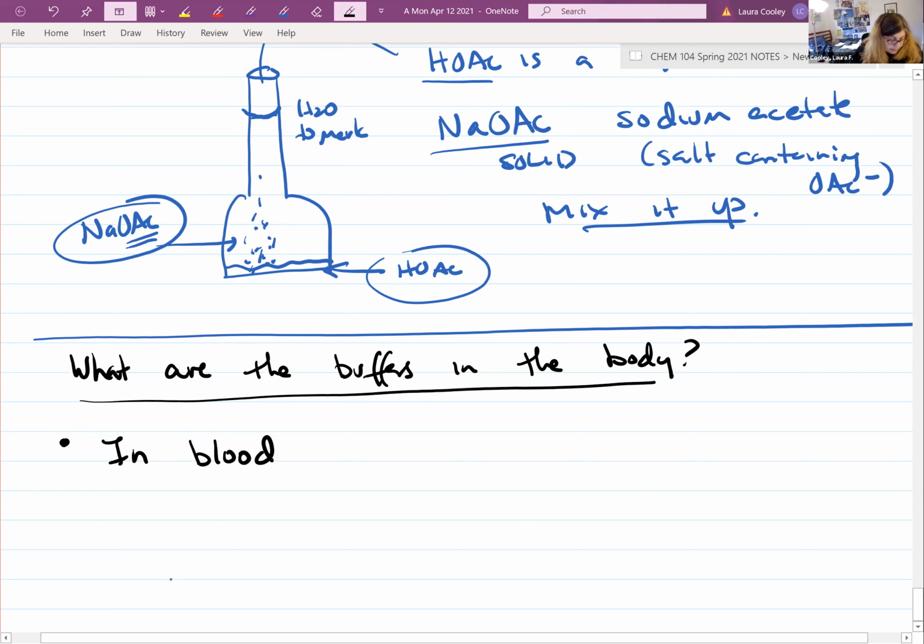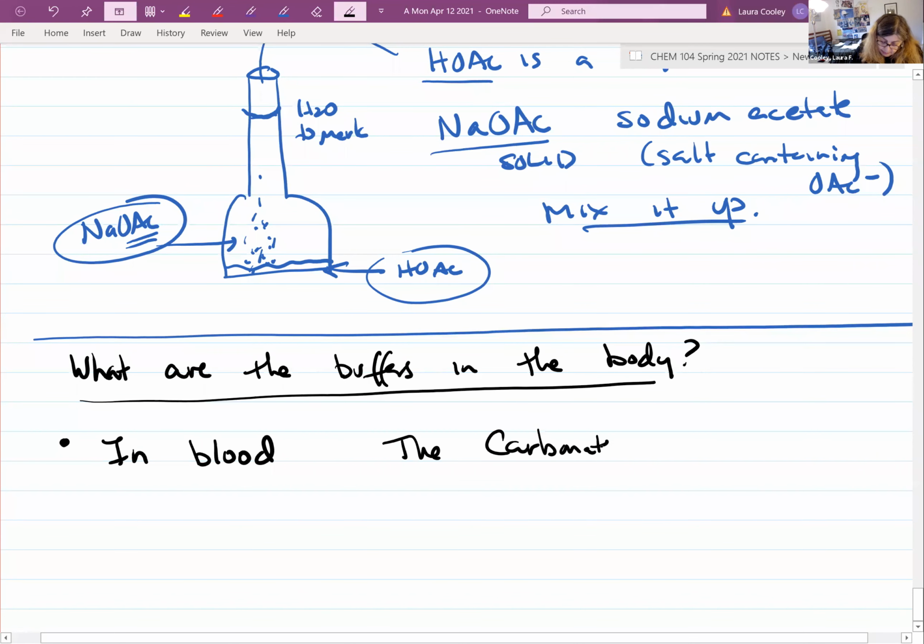In blood, we have something called the carbonate buffer. And the weak acid is carbonic acid. And what is the conjugate base of H2CO3? What is the conjugate base? What happens if you take away an H plus? What are you left with? HCO3. What's the charge on that? Minus. Yep, that's right. That's bicarbonate. So these two are in blood, and it constitutes a carbonate buffer.